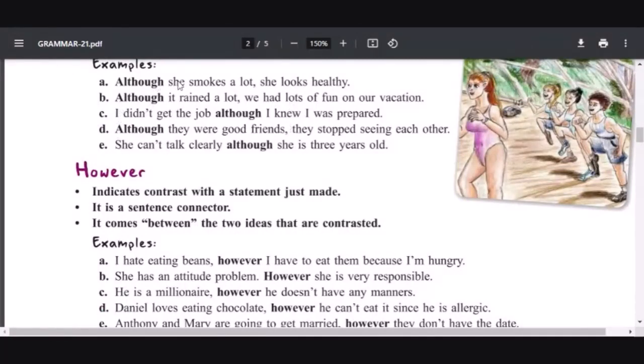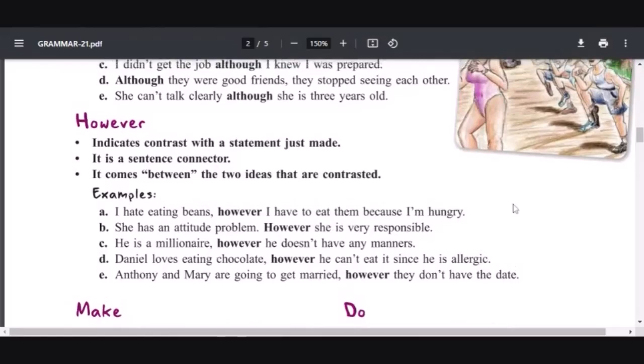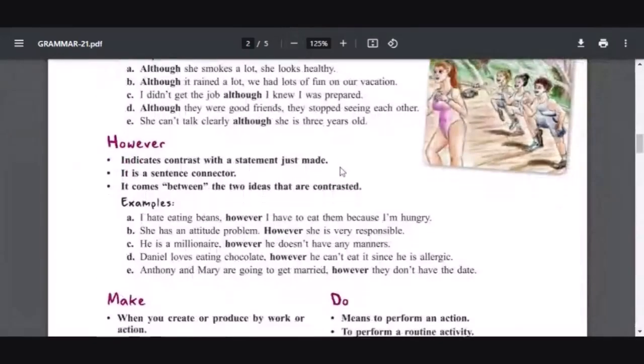Because we have she smokes a lot, she looks healthy. This is one sentence, this is the second. And in the case of however, it's the same. I hate eating beans. I have to eat them because I'm hungry. Is it clear about that part? Yes, teacher, it's clear. Okay, good.